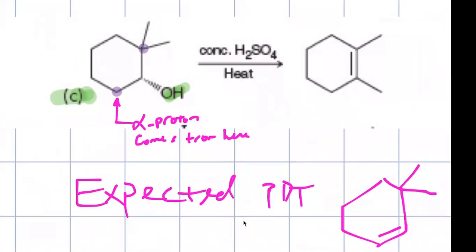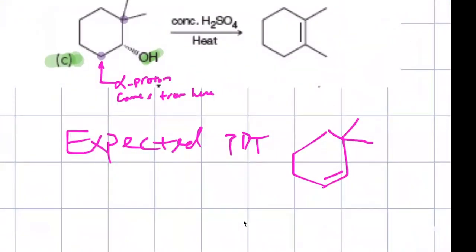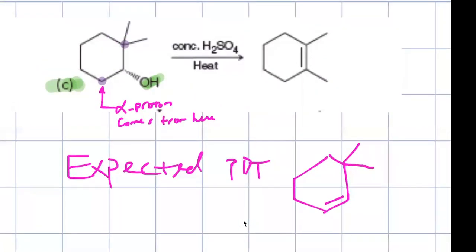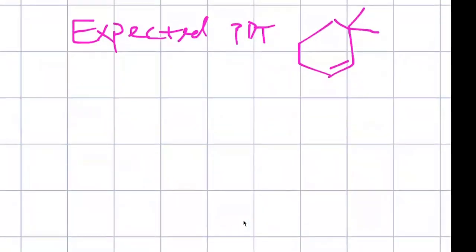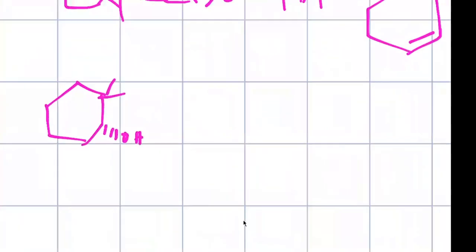So then we see now that the expected product should be this alkene that I have drawn down here, but that's not what you get. So if we look at how this happens, then we can figure this out. So that's that. You have OH here, and then we're going to react that with sulfuric acid.